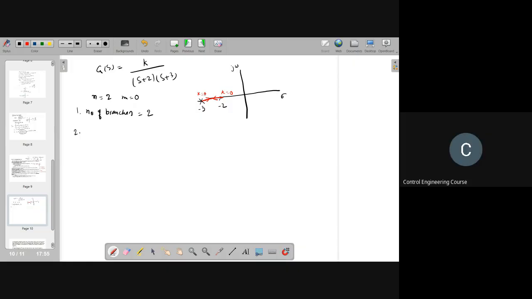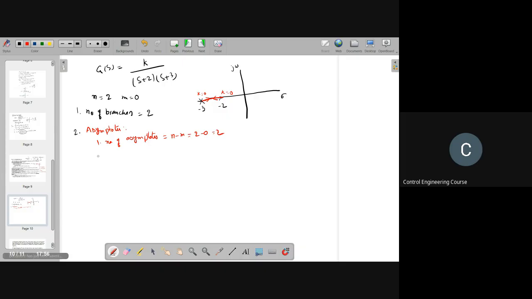Then once we mark the existence of root locus on the real axis, the next point is asymptotes. Under the asymptote part, I am telling 3 points. We need to find 3. What is the number of asymptotes? The number of asymptotes will be n minus m. So here 2 minus 0 is equal to 2.